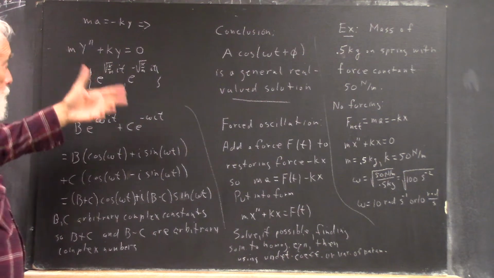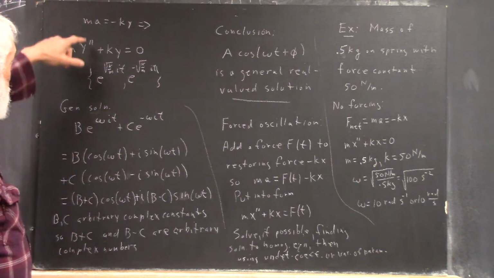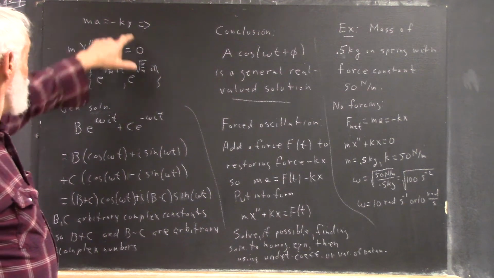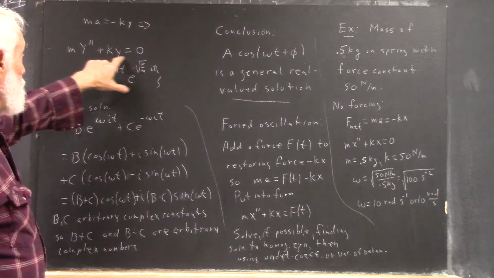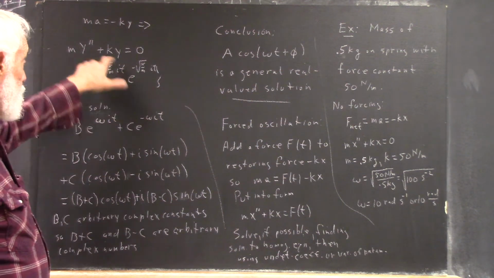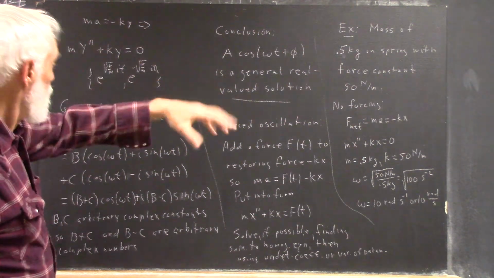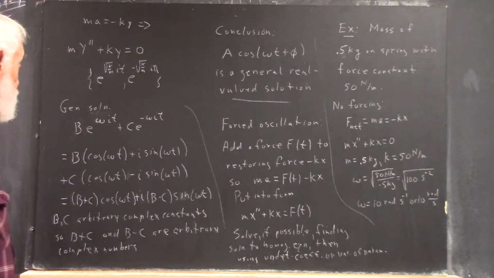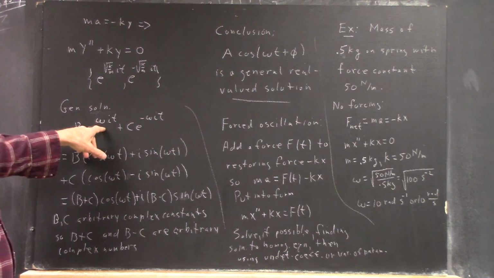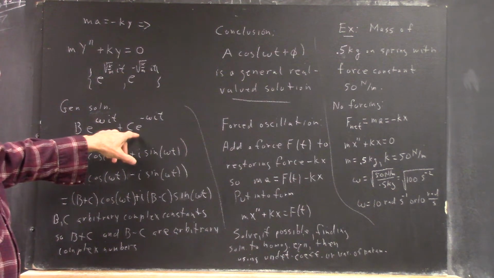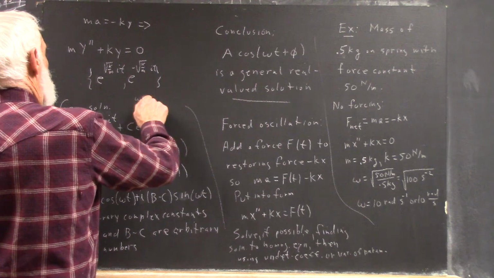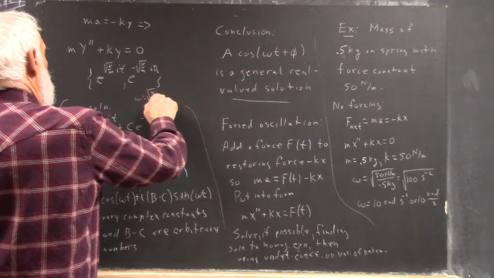Looking at forced vibrations. First, unforced vibration: mass times acceleration is equal to negative ky, which means my double prime plus ky equals 0, giving us complex solutions e to the square root of k over m i t and e to the negative square root of k over m i t. Now, the general solution then is b e to the omega i t plus c e to the negative omega i t, where omega is the square root of k over m.